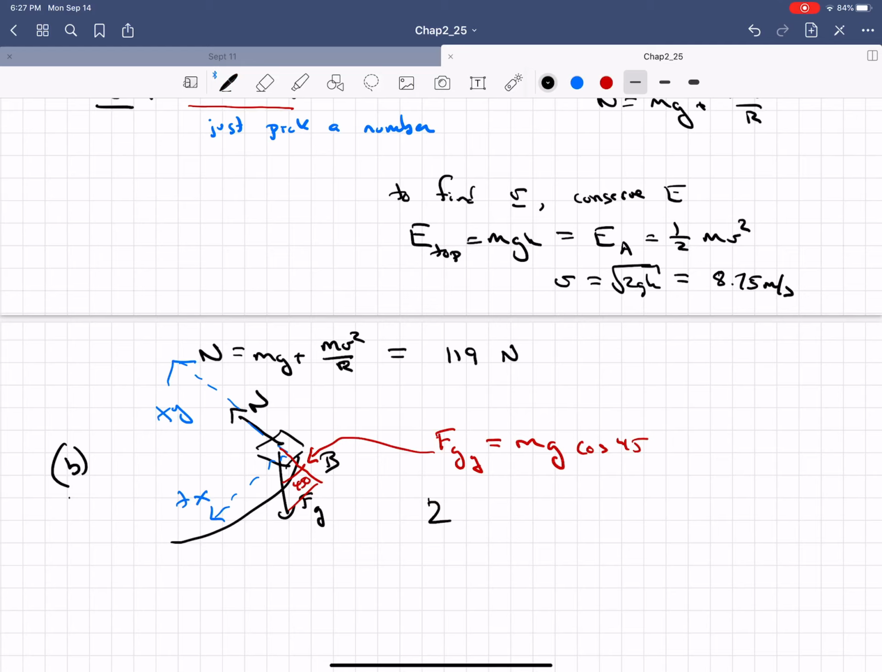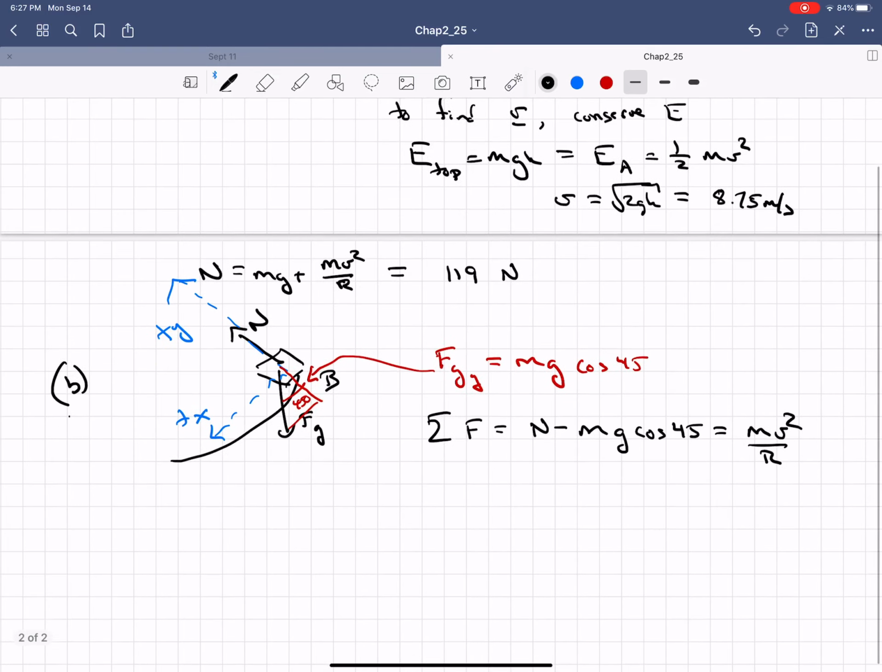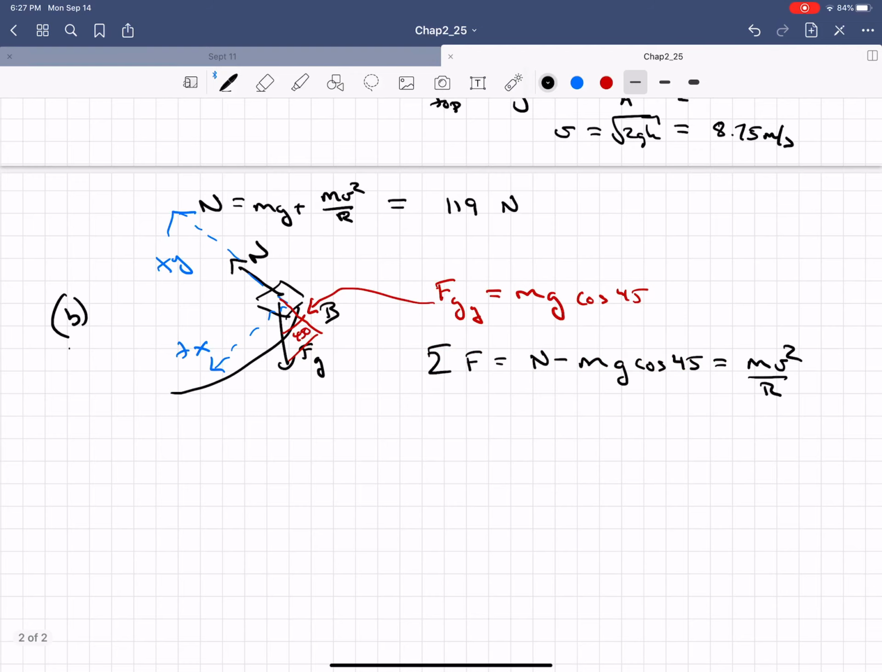And so now the sum of the forces would be, again, the normal force minus the gravity force, but now I'm only using part of the gravity force, and that would be equal to mv squared over r again. And now I need to figure out how to find the velocity again, and so I can conserve energy.